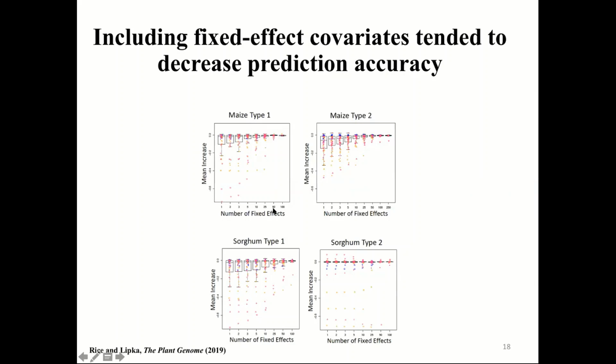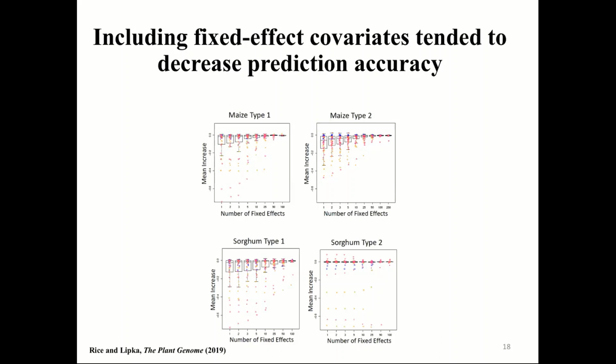So the x-axis on each of these graphs is the number of markers that we included as fixed effect covariates in our RR-BLUP model. And then the y-axis is the increase in prediction accuracy over an RR-BLUP model with no fixed effect covariate from an a priori GWAS.